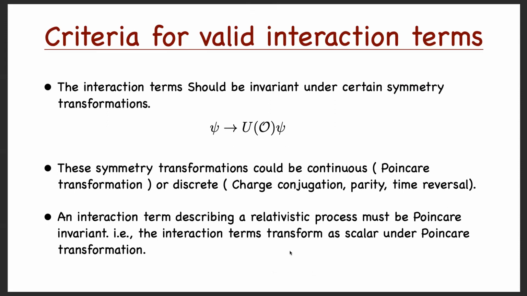This symmetry transformation can be some continuous symmetry transformation like the Lorentz transformation, or the gauge transformation in non-relativistic theory, or you can also demand some discrete transformation like charge conjugation, parity, time inversion. These are the discrete transformations.